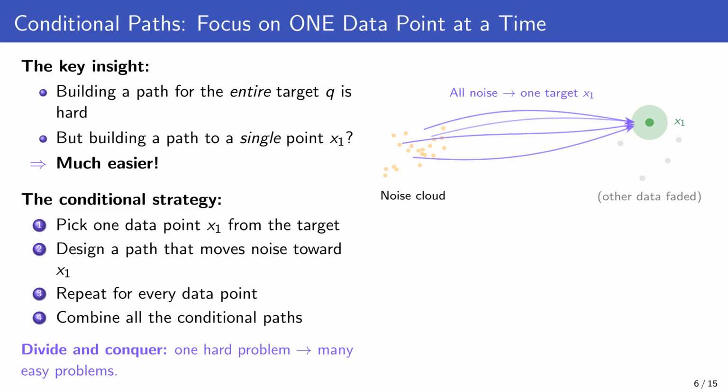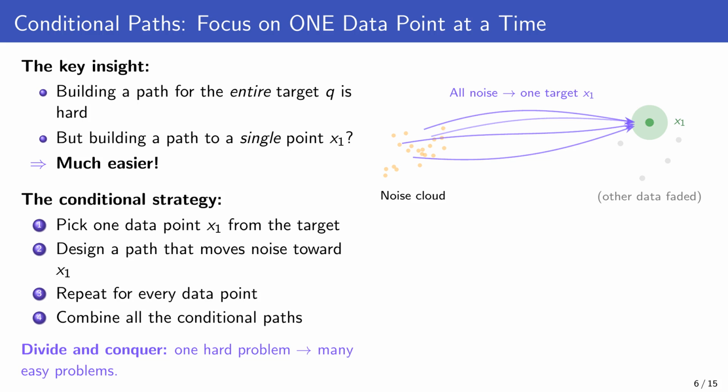But what if we simplify the problem? What if, instead of trying to move noise toward the entire target distribution at once, we focus on moving noise toward a single data point x1? This is much easier. Moving a cloud of Gaussian noise to a single point is a well-understood problem. We just need each noise particle to drift toward that point.